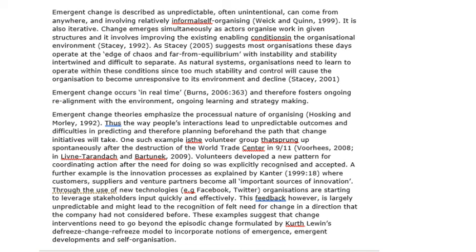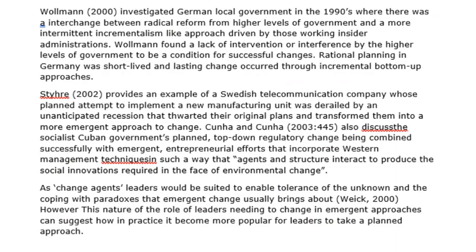These examples suggest that change interventions need to go beyond the episodic change formulated by Lewin's model and to incorporate notions of emergence. Woolman in 2000 investigated German local government in the 90s, where there was an interchange between radical reform from higher levels of government and a more intermittent incrementalism-like approach driven by those working inside administrations. Woolman found a lack of intervention or interference by the higher levels of government to be a condition for successful changes. Rational planning in Germany was short-lived and lasting change occurred through incremental bottom-up approaches.